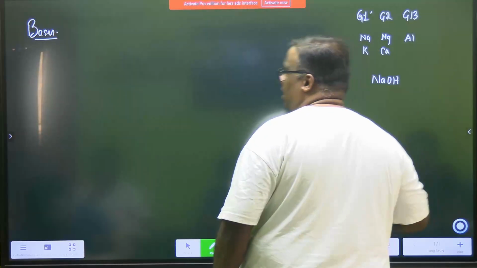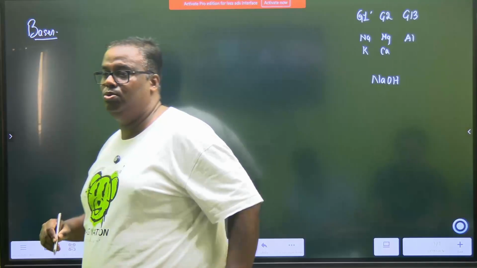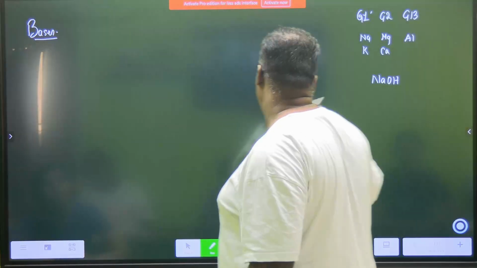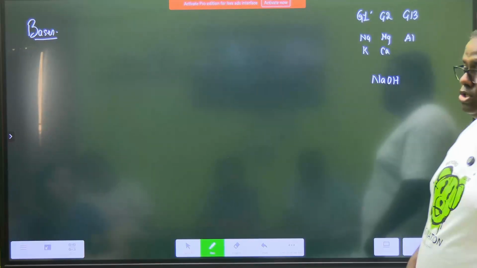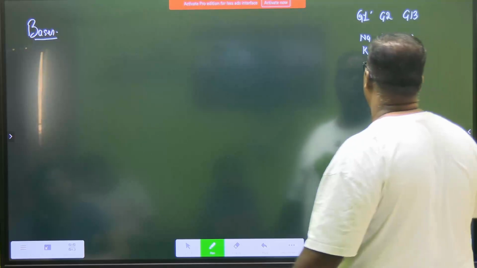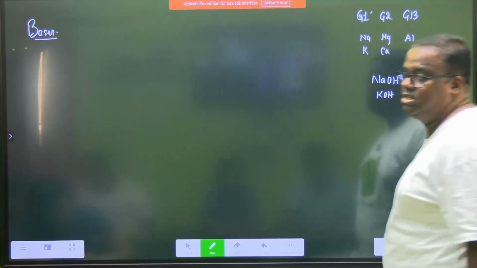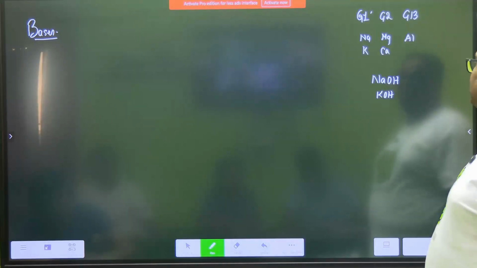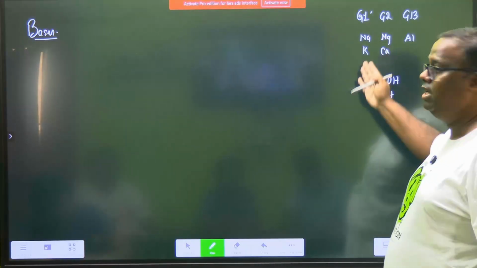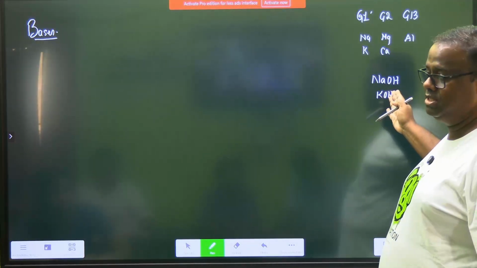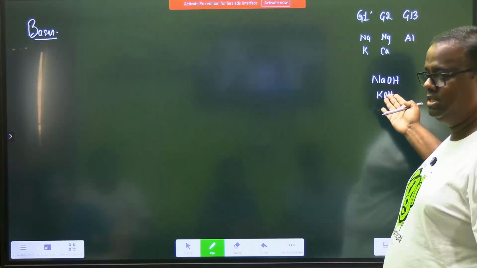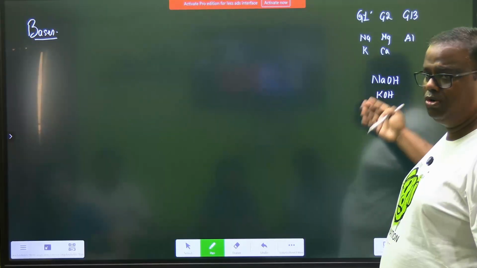NaOH, and I made you write in the other class that NaOH is also known as the king of bases, also known as caustic soda. KOH is potassium hydroxide, also known as caustic potash. Okay, now since they are in group 1, these will be very strong bases, equally as dangerous as acids. Okay, these will be very strong bases.